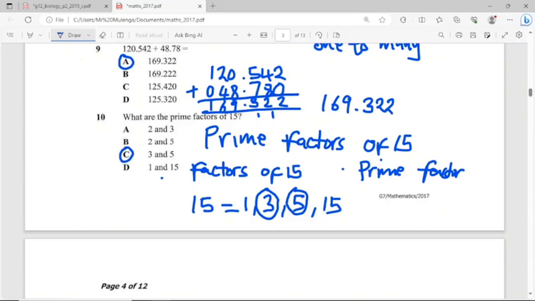So we are not going to pick 1. 1 is not a prime number because it only has one factor. Then 15 is not a prime factor, because it has other numbers that can go into it, that is 1, 3, 5 and 15 itself. So we are only picking two prime numbers, which are 3 and 5. I hope you are following there.